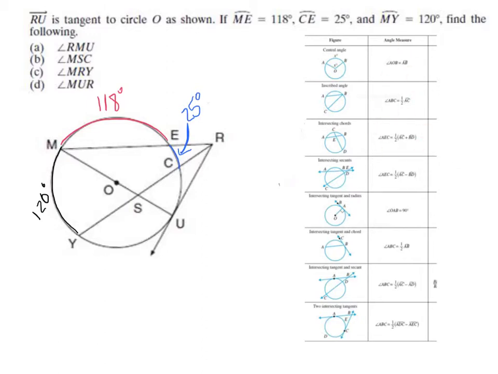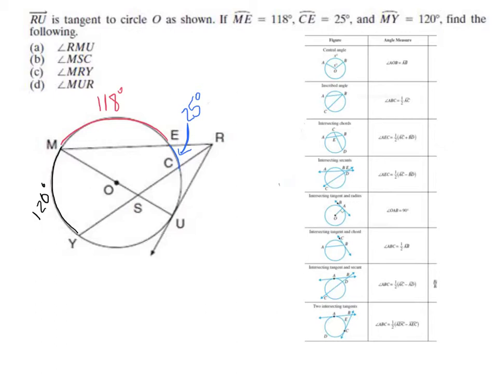RMU is the first one. RMU. So you just have to decide what of these looks like it matches this, where you have a vertex of this angle on the circle. So that's this one, the inscribed angle. So you're going to look at this formula to find your angle.